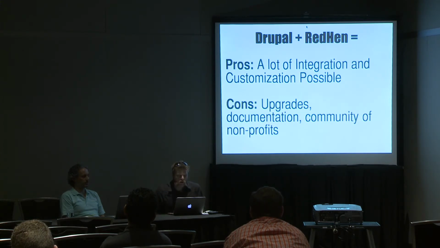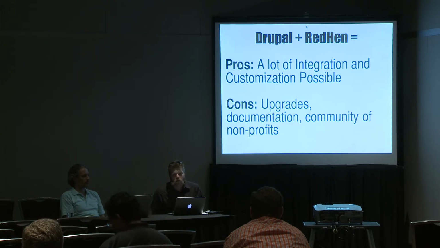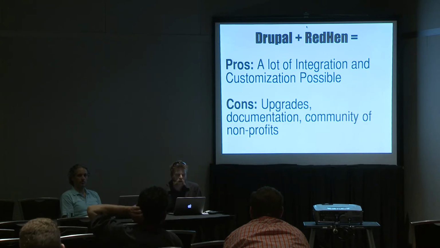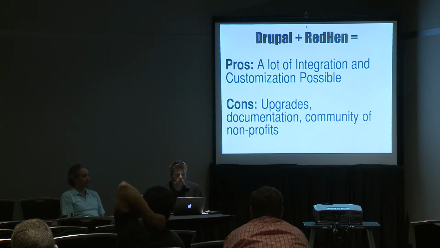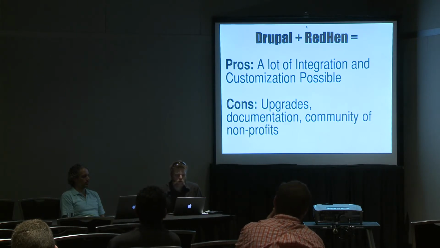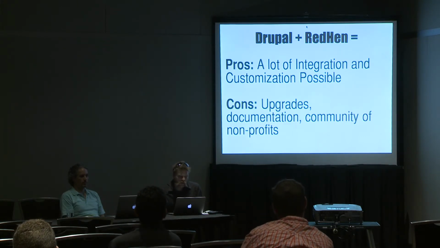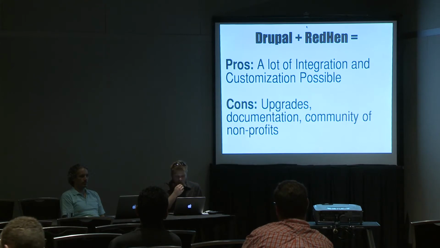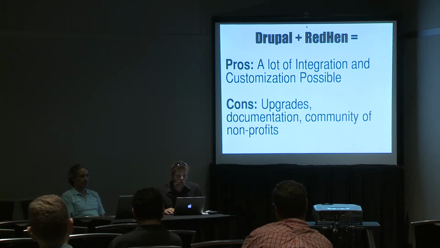But the big one is the Drupal native CRMs. This is something that's been around for a while. Red Hen is probably the most popular thing that people know about. Obviously, if you're doing everything in Drupal, there's a lot of integration and customization possible because it's all there for you. The cons, though, and the reason why we don't recommend that organizations use it, are upgrades, documentation, and the community of nonprofits versus for-profits.